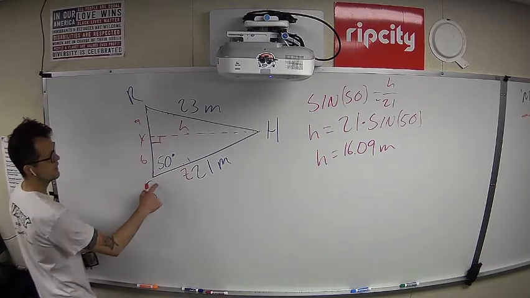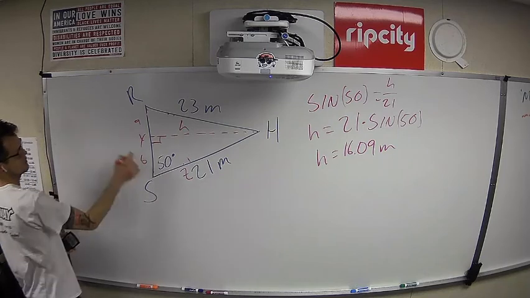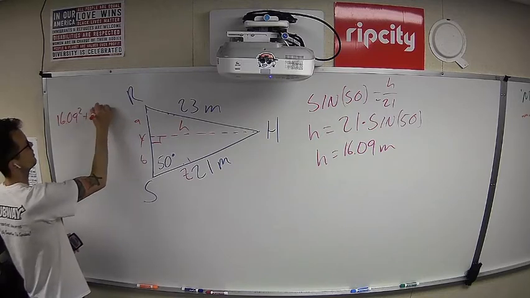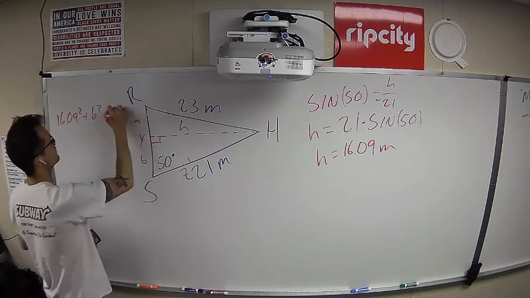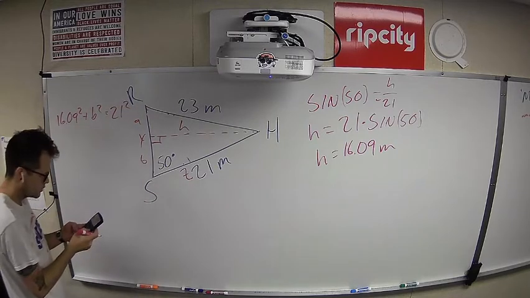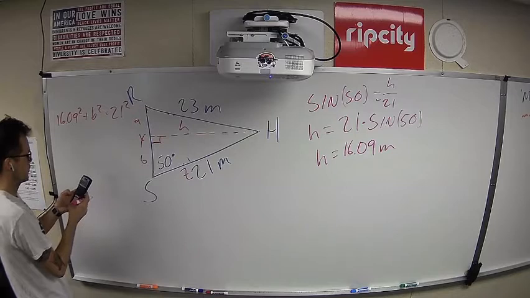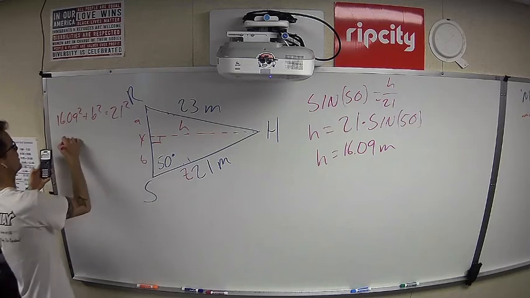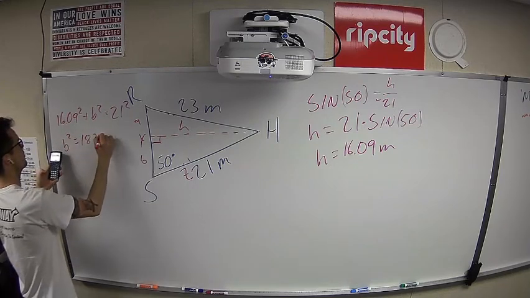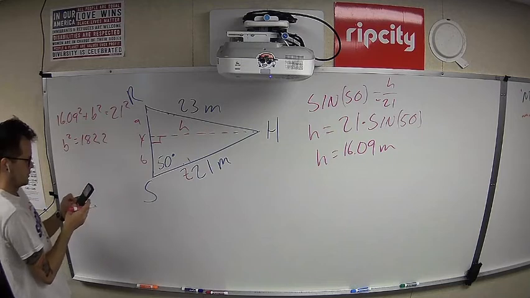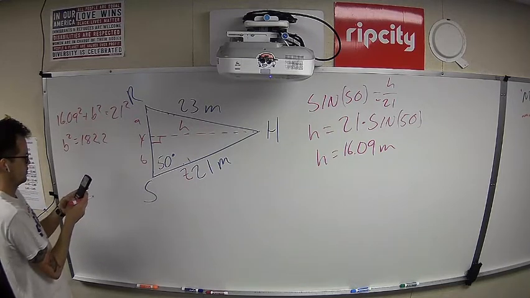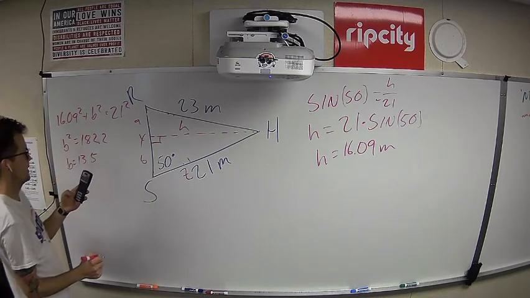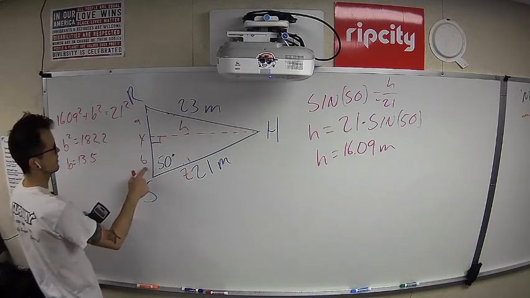So how about triangle SHY first? It's going to be the H, which is 16.09 squared plus B squared equals our hypotenuse squared. So B squared is going to end up being 21 squared minus 16.09 squared. And we learned that B squared equals 182.22. Oh, geez, this one is turning into a long problem. And our B equals 13.498. So I'm going to call that 13.5. That is the length of B right here.